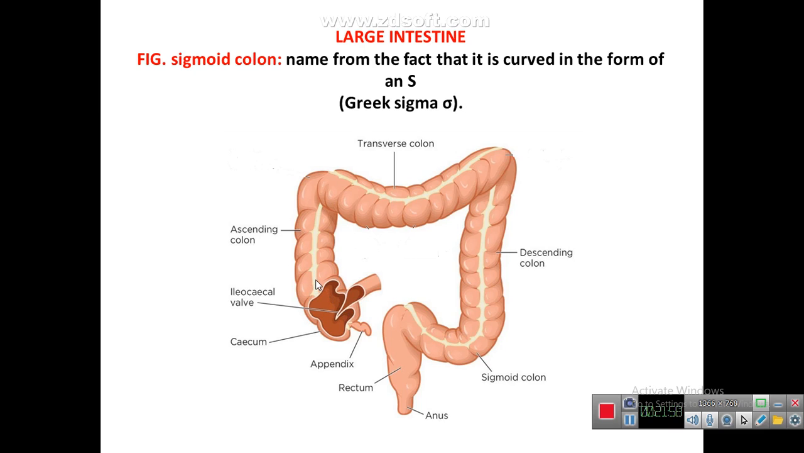Then the second part is known as the colon. The section of the colon that moves upward is known as the ascending colon. That one is known as the transverse colon, and the section that moves downward is known as the descending colon. And the last section of the colon is known as the sigmoid colon. It is named from the fact that it is curved in the form of an S, Greek sigma. The second last part is the rectum, and then comes the anal canal or anus.